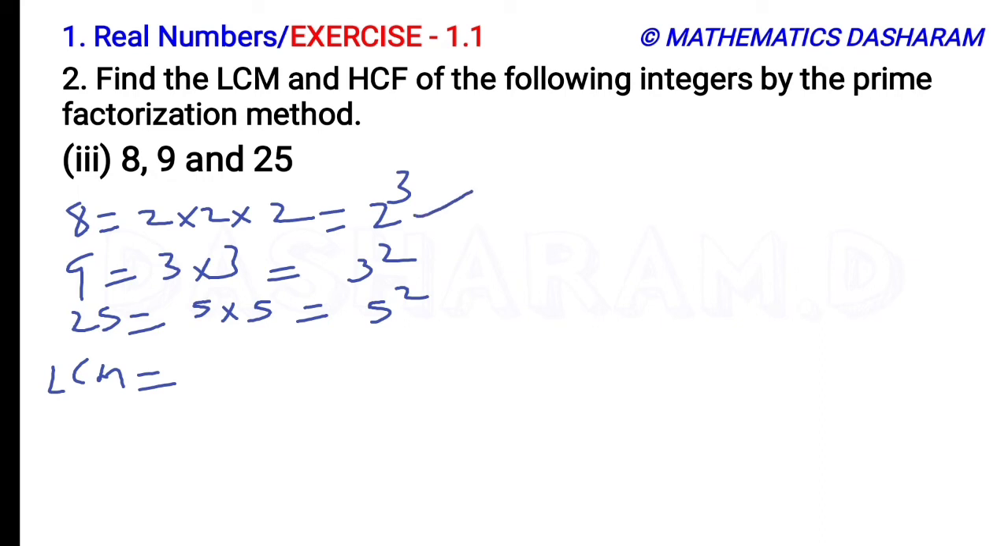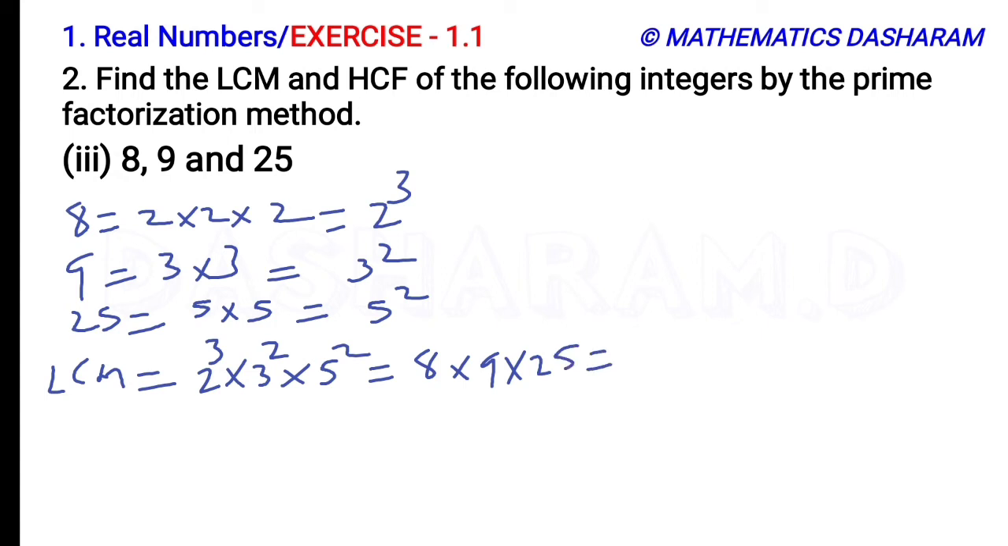First LCM. LCM equals the product of the factors with the greatest power. See here, 2 cube, only one 2 power is in all 3 numbers together. So 2 cube itself is the greatest. 3 square is also the greatest itself. 5 square is the greatest itself because there are no other 5s in the other numbers. So 2 cube 8, 3 square 9, 5 square 25, so 1800.